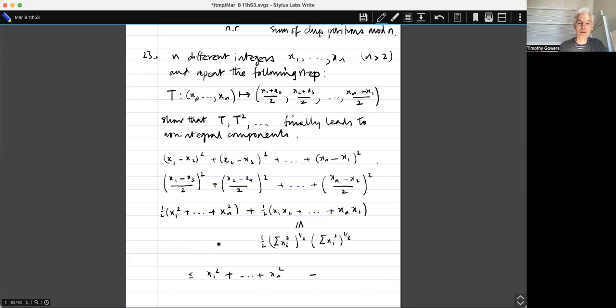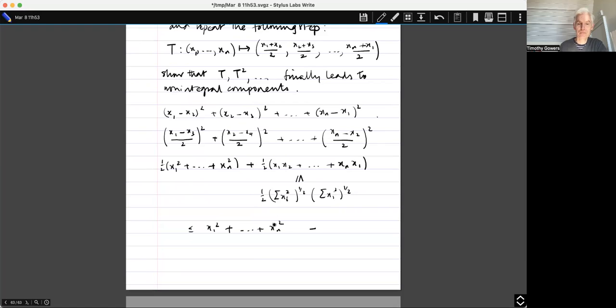But when can equality occur? Equality can only occur if the vector x1 up to xn is proportional to the vector x2 up to xn all the way up to x1. In other words, the vector remains proportional to itself when you cycle around. But since they're positive integers, that can only happen if it's constant. So we know that this quantity is strictly decreasing, but it's also an integer. So in fact, it's even a positive integer, and that's a bit of a problem.